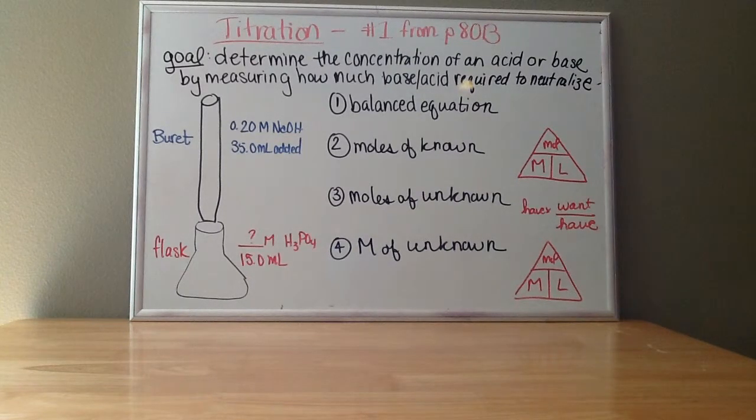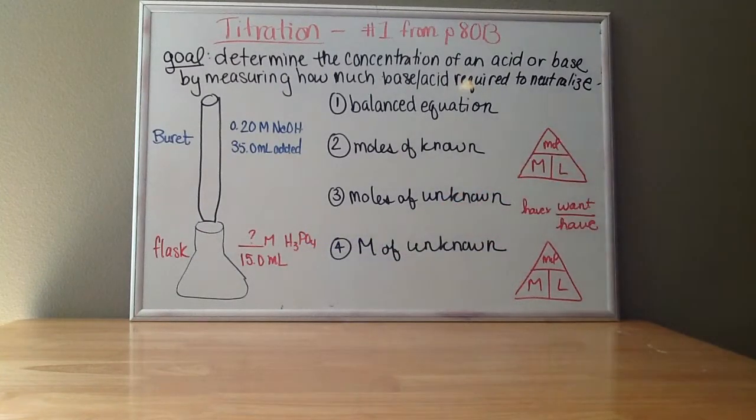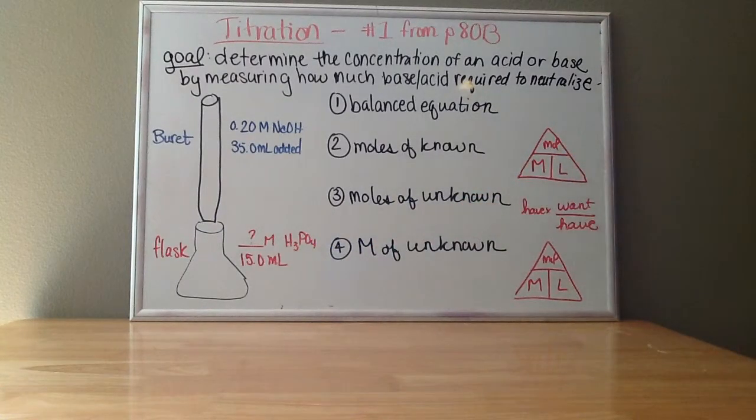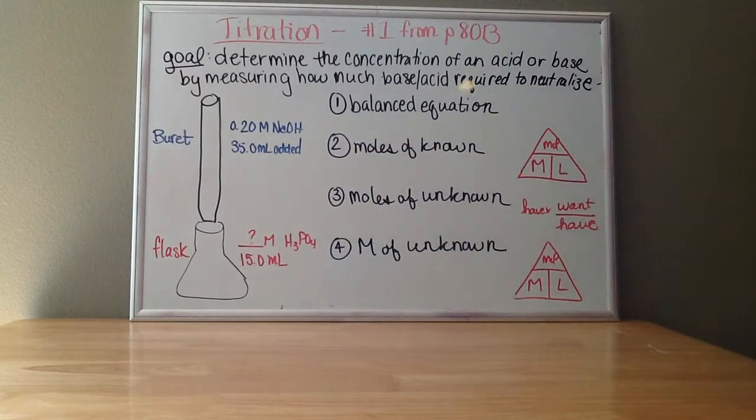So you're going to have either an acid or a base with an unknown concentration that you are trying to determine. In this case, we have acid down here, it's phosphoric acid, which is H3PO4. We have 15 mL of it, but we don't know what the concentration of that acid is, and that's what we're trying to find out. And we can figure out how much acid we have by figuring out how much base it will take to neutralize the acid in that flask.